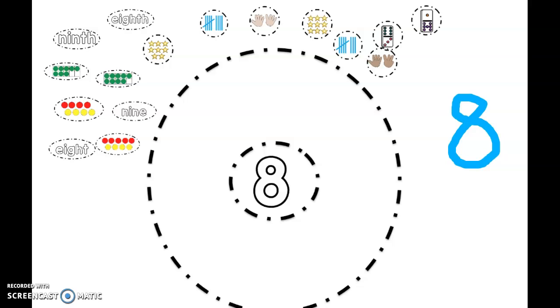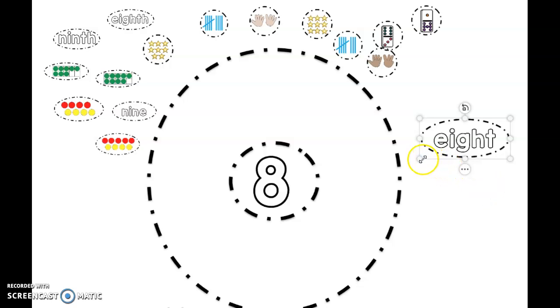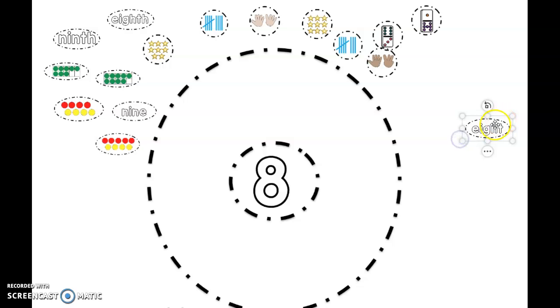All right, so we are going to look at all the things that have 8 and see if it belongs in our circle or not. So let's start right here with this number word, E-I-G-H-T. That says 8. So should it go in our circle? Yes, that was an easy one. I started with an easy one. Yes, it says 8, so it needs to go in our circle.